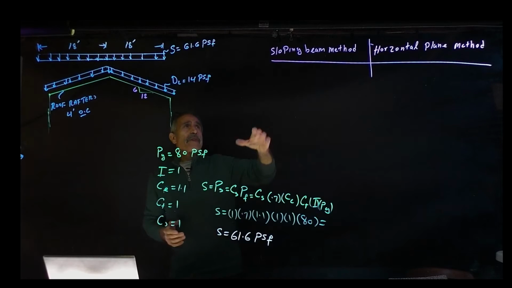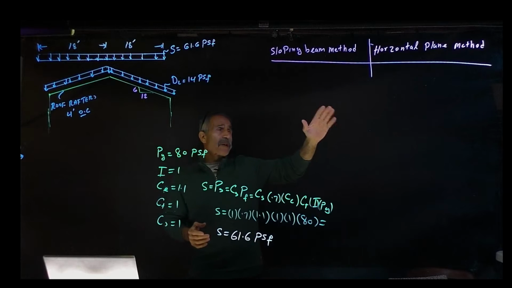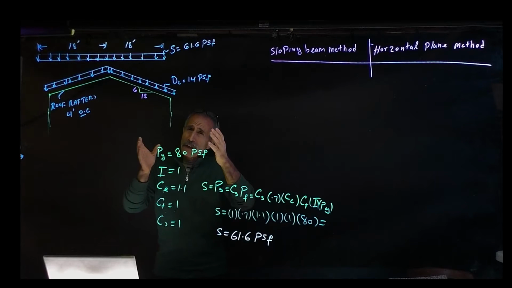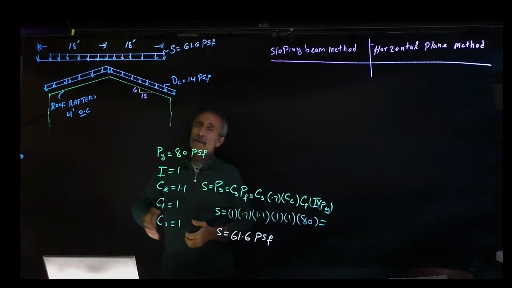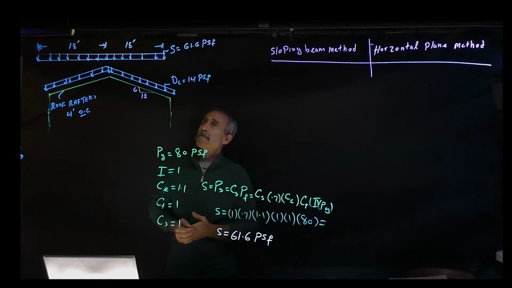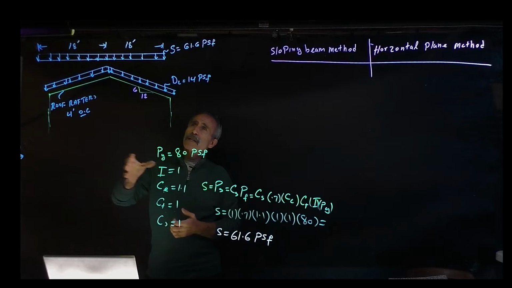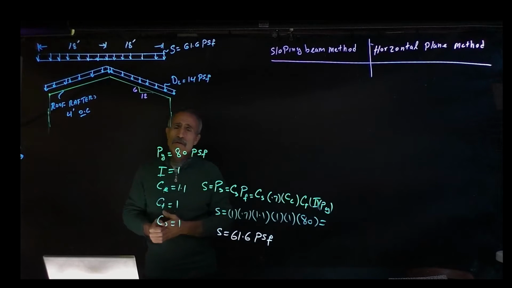There are two different ways. One, the sloping beam method. The other one is the horizontal plane method. One is good for giving you an accurate number on shear. The other one gives you a better number for bending. So let's go ahead and take a look at this problem. It'll only take about 5 minutes.